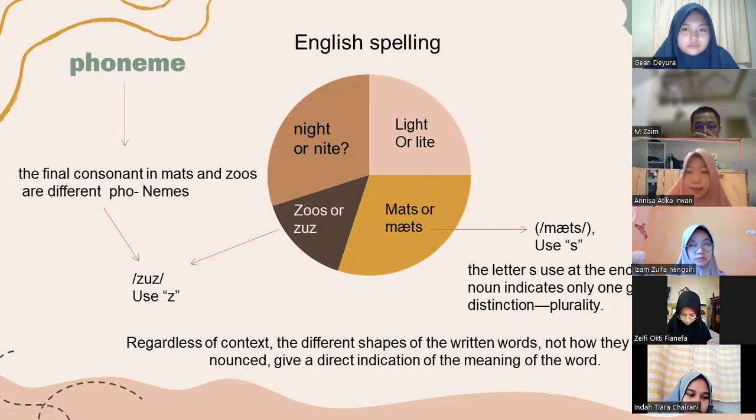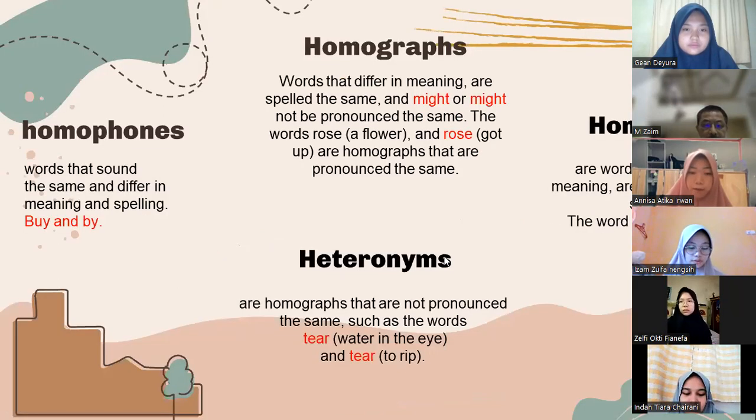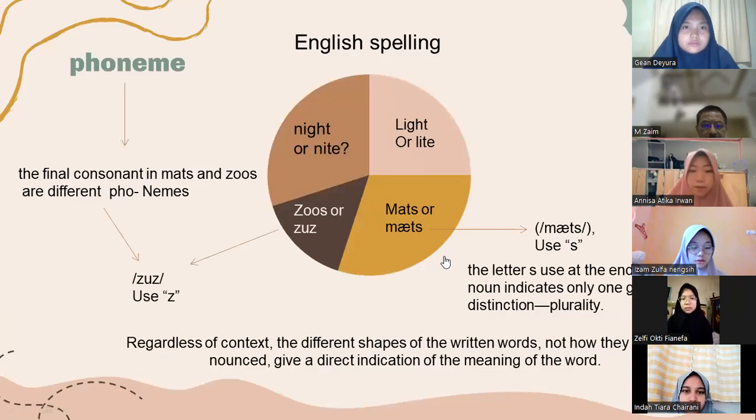Or the letter S used at the end of the noun indicates only grammatical distinction, plurality. So regardless of the context, the different shapes of writing words show not only how they are pronounced. So this gives a direct indication of the meaning of the word.